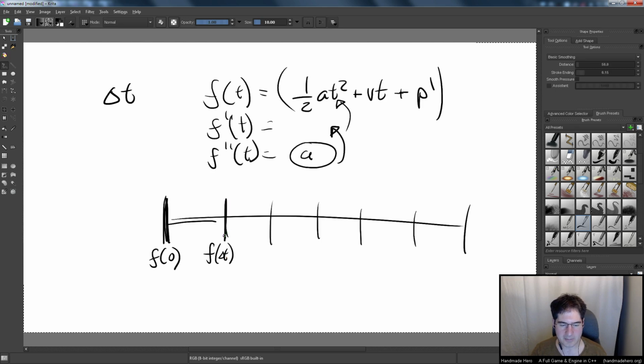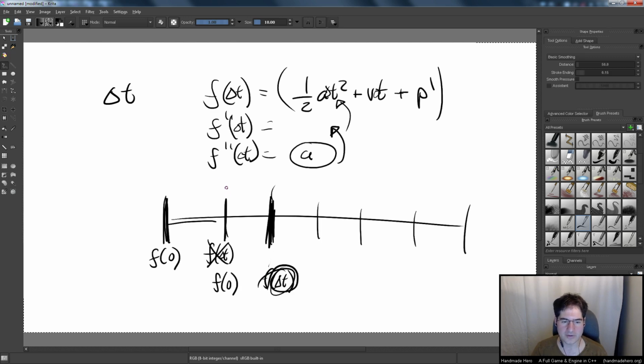Then on the next frame, we're going to do the exact same thing again. Pretend this is f of 0, and pretend this is f of delta t. And what do we want to know? We want to know where the guy would be at the end of the frame. So if we want to know where the guy would be at the end of the frame, well, that's delta t. That's what we would plug in. So we plug in delta t to our function, and that's why everything is in terms of delta t. It's because really delta t is the time at which we want to know.